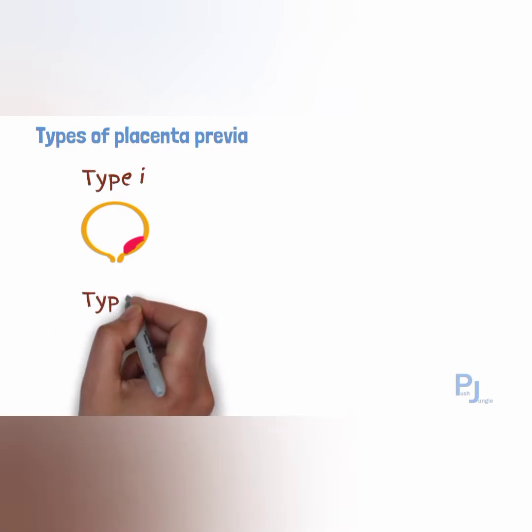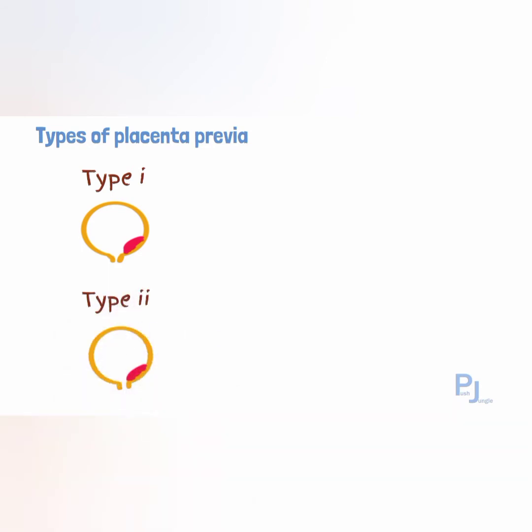The classification of placenta previa includes type 1 to type 4. Type 1 is when the placenta is attached into the lower segment of the uterus, but it does not reach the edge of the internal os. While in type 2, the placenta just reaches the edge of the internal os, but it does not cover the opening of the internal os. This can be divided into type 2A and type 2B. Type 2A is the anterior and type 2B is the posterior type.